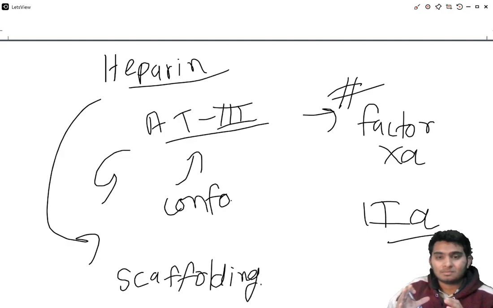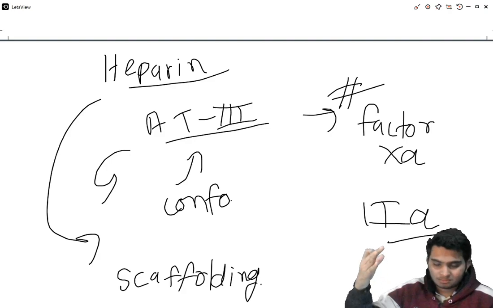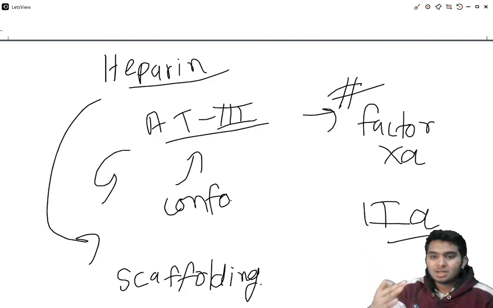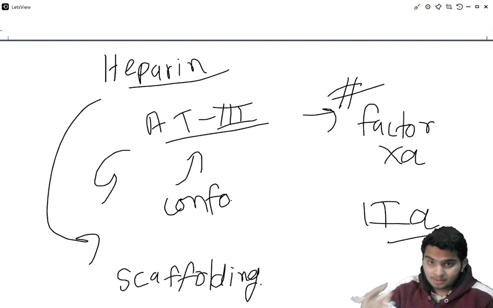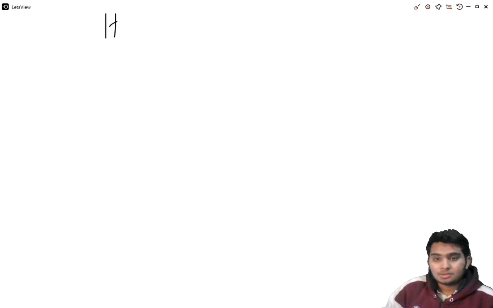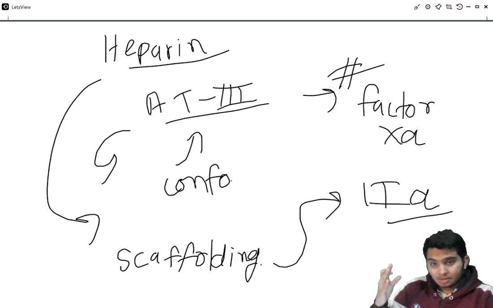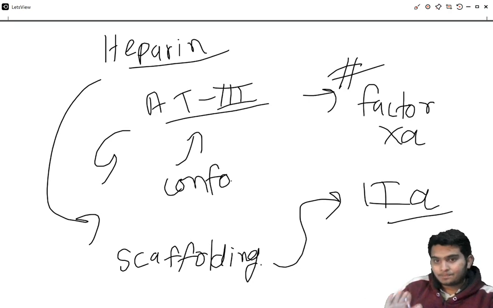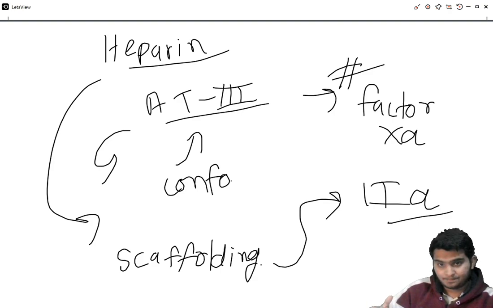At higher doses, it is a bigger molecule which provides scaffolding. So it will inactivate factor 10A as well as factor 2A. So that's how heparin acts, and we get an immediate effect.